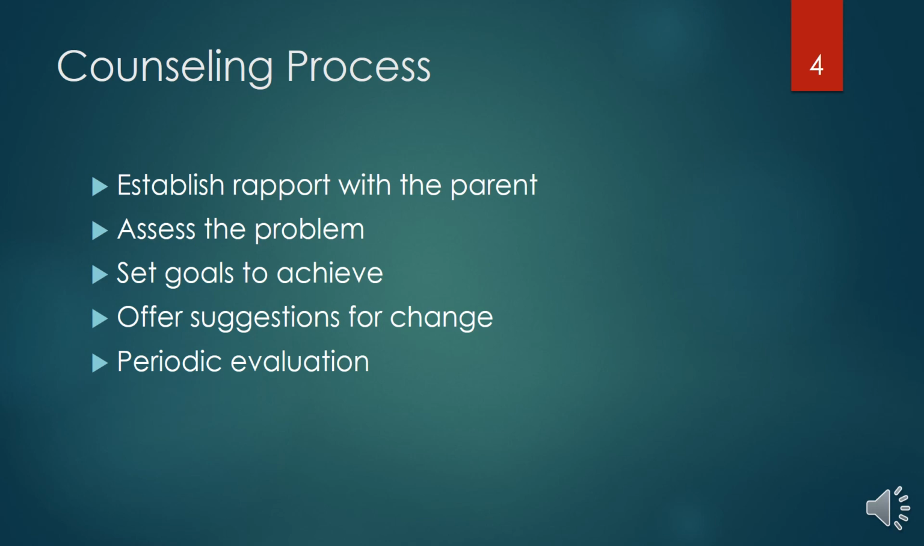Give a maximum of two suggestions, doable suggestions, and you call the parent back after a week or two for a review, and then you again do your periodic evaluation. That is the last step, and you ask the parents how things went. Did the suggestion work? Did they have any trouble? And then again you modify your suggestions and you put in more suggestions.